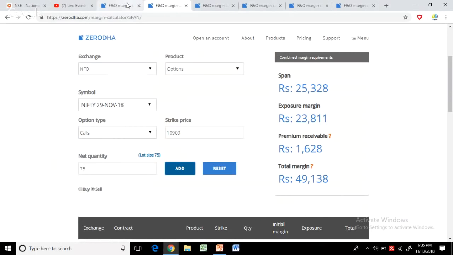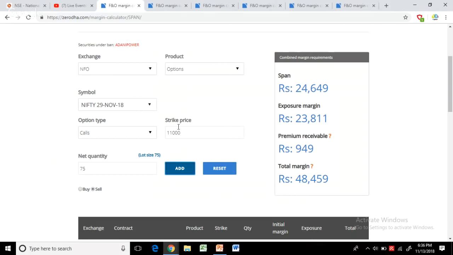These margin calculations are done at the end of the day after today's closing. Today's closing is roughly around 10,582, plus minus a few points here and there. Here I have selected product as options. I have selected the option of call, expiry 29th November Nifty, and I have chosen a strike price of 11,000. If I sell one lot of 11,000, the margin requirement is 48,459 rupees. This is the amount of margin I need to get blocked with the broker to sell this option.